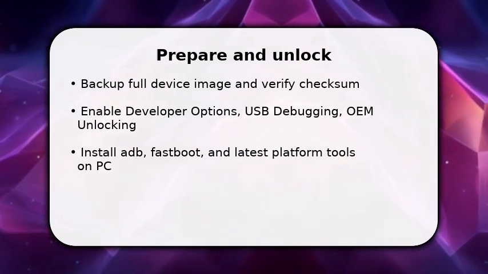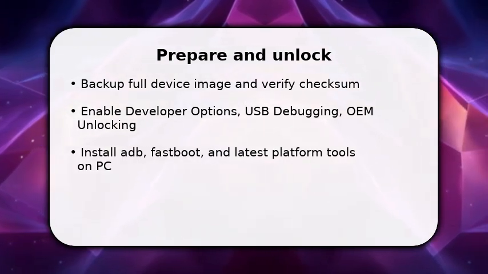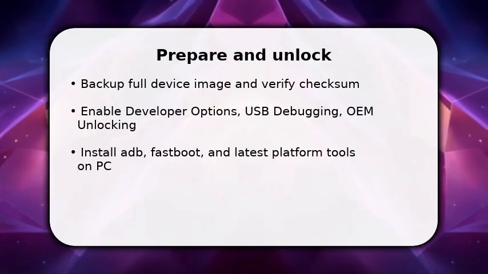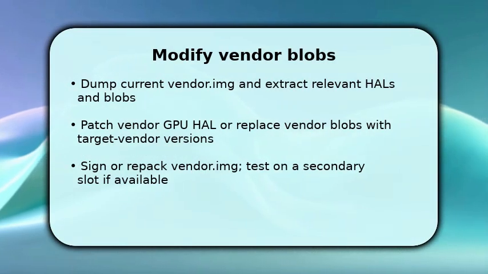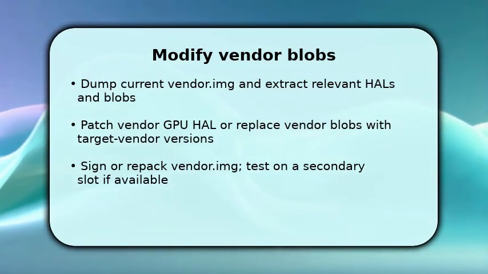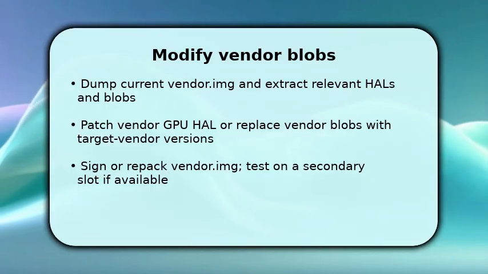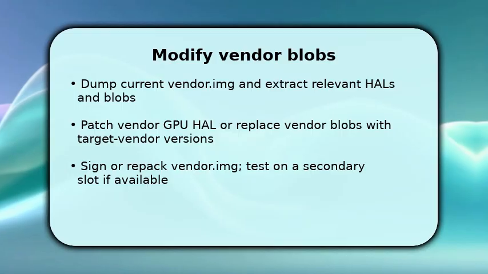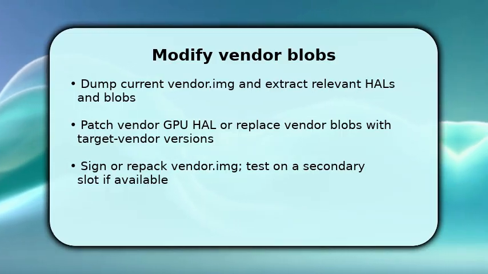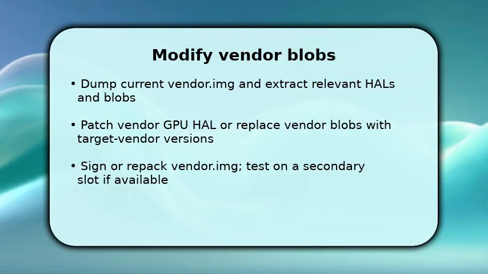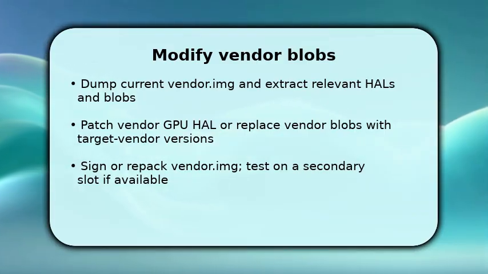You now work on the vendor partition where the GPU HAL and blobs live. Use fastboot to dump vendor.img, then extract and locate libgpu, HW composer, and vendor-specific .so files. If switching vendors, you either patch the HAL to expose the desired vendor ID or replace blobs with compatible builds. Make sure ABI, API level, and dependencies match.